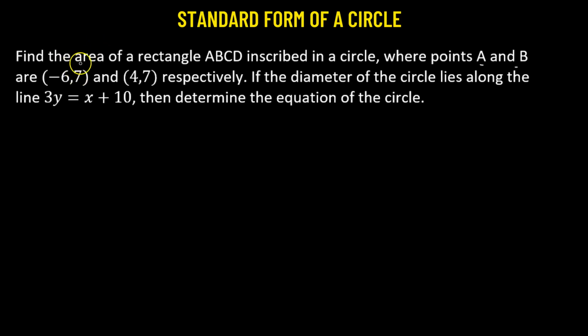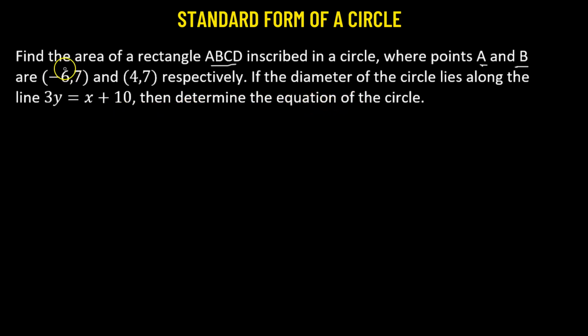In this problem, we need to find the area of a rectangle ABCD which is inscribed in a circle. We are also provided with the coordinates of point A and point B. And there's another piece of information that's provided to us: the diameter of the circle lies along the line 3y = x + 10. Then using all this information, we also need to determine the equation of the circle.